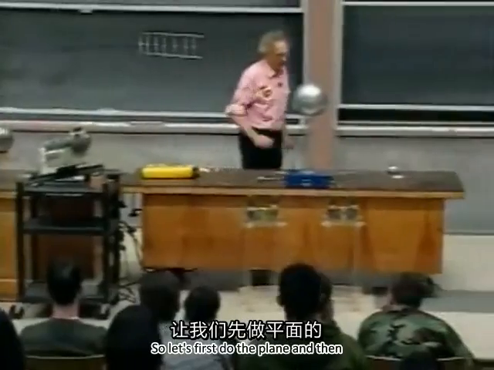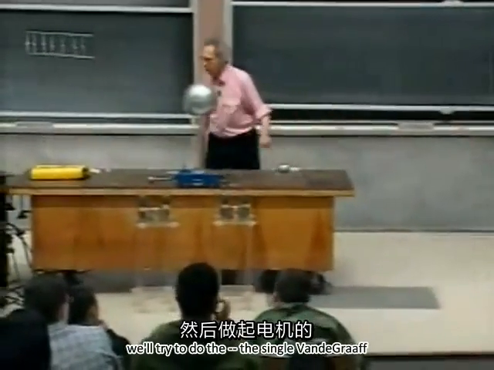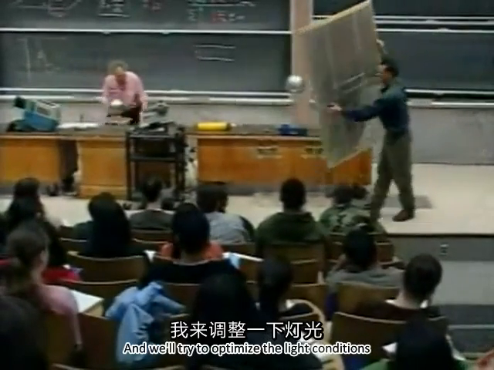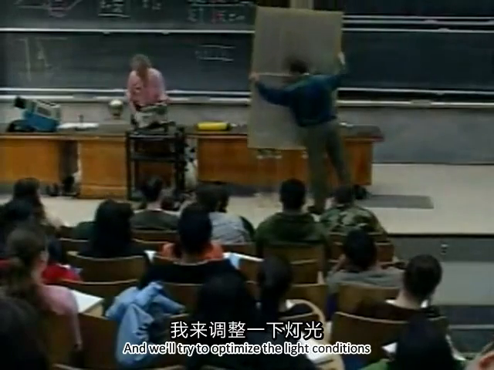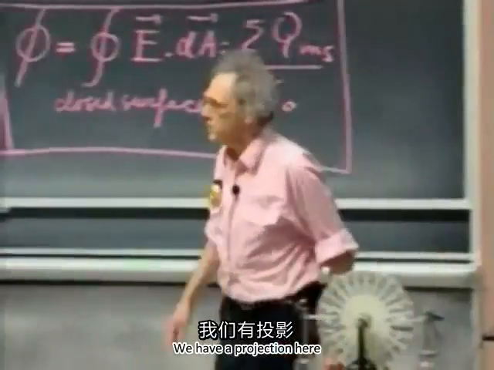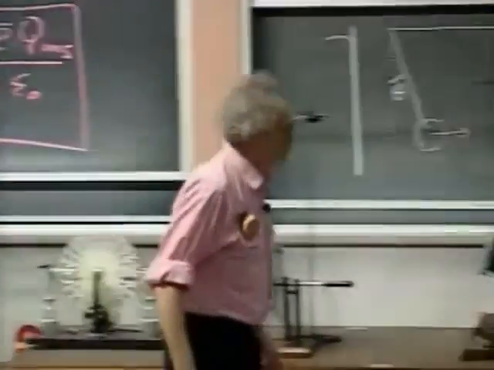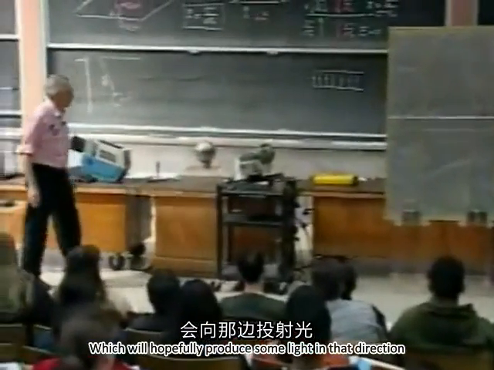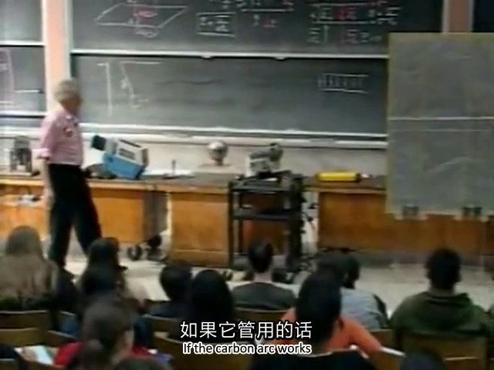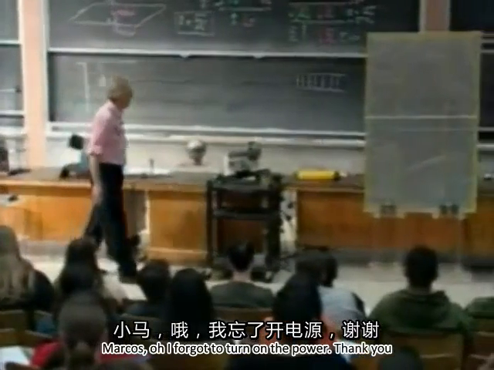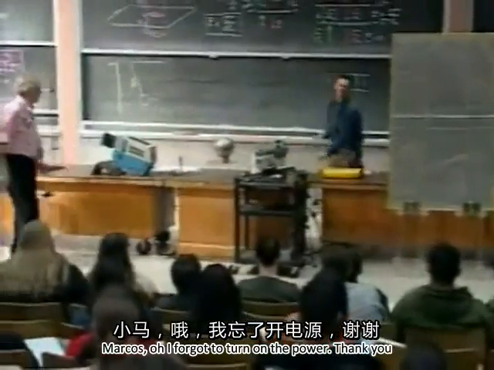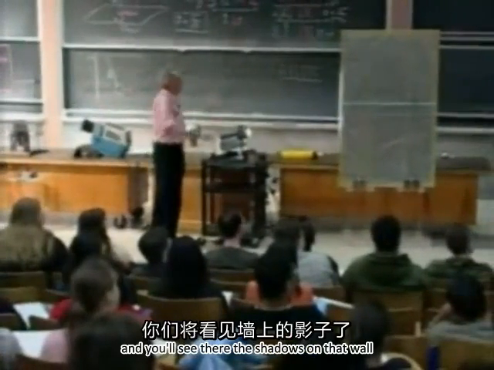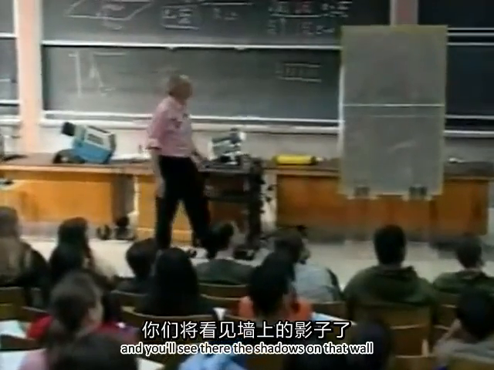So let's first do the plane, and then we'll try to do the single Van de Graaff. And we'll try to optimize the light conditions. We have a projection here. There's a carbon arc, which will hopefully produce some light in that direction, if the carbon arc works. Marco, oh, I forgot to turn on the power. Thank you. So this carbon arc is coming on now, and you'll see there the shadows on that wall.